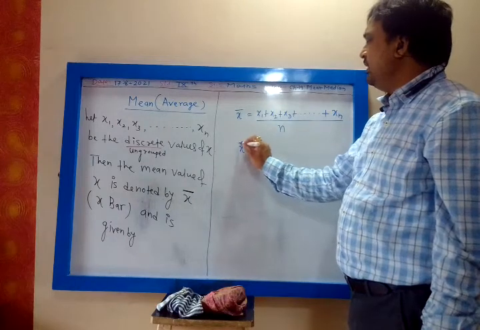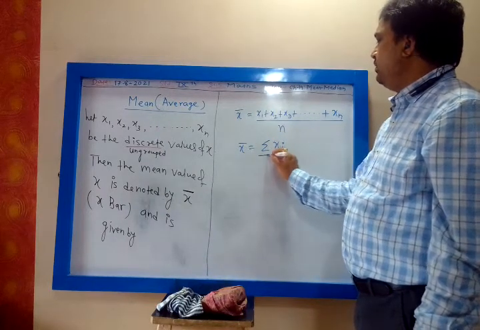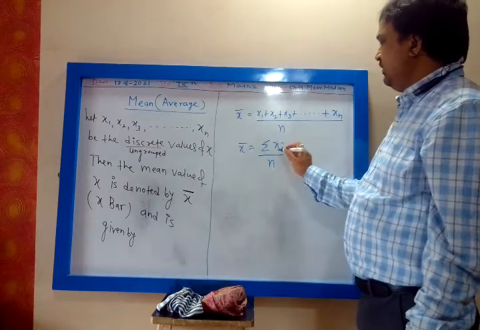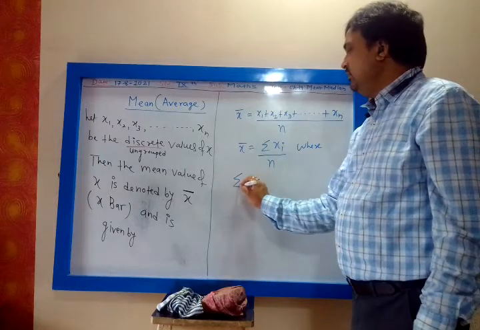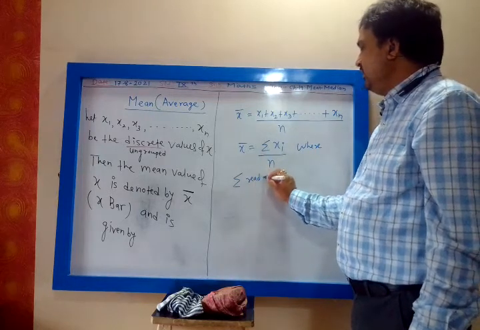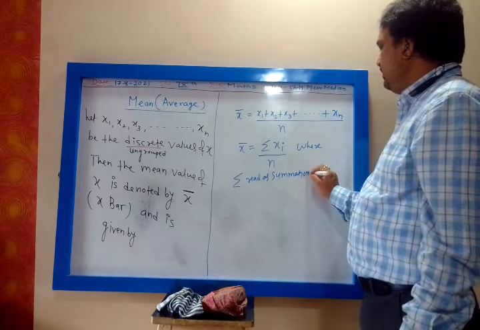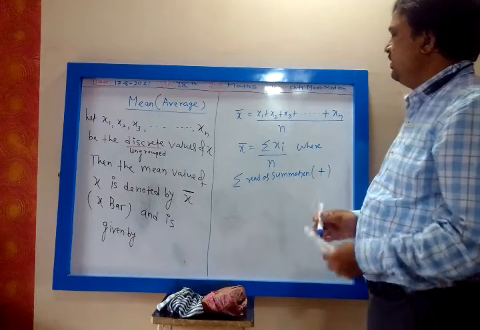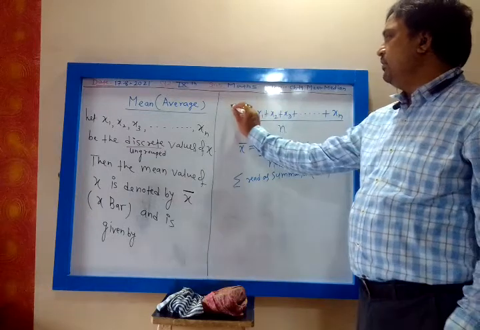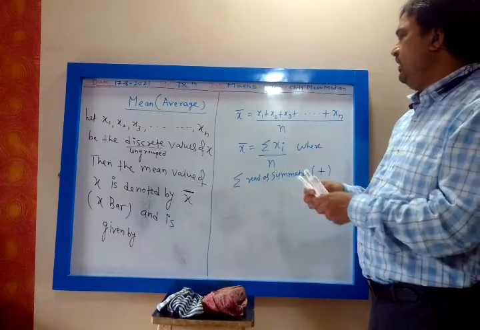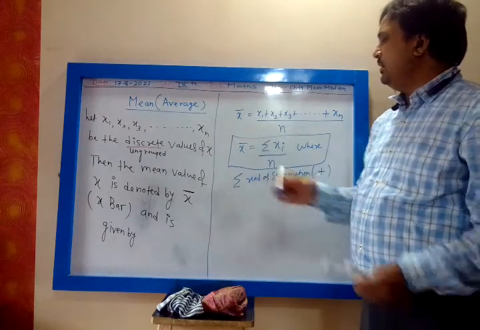So we write x bar as summation xi upon n. This symbol we read as summation. Summation means you have to add. For addition we use the symbol summation. So this is the formula: x bar is add all the values of x, and divide this total by the total number of values given.